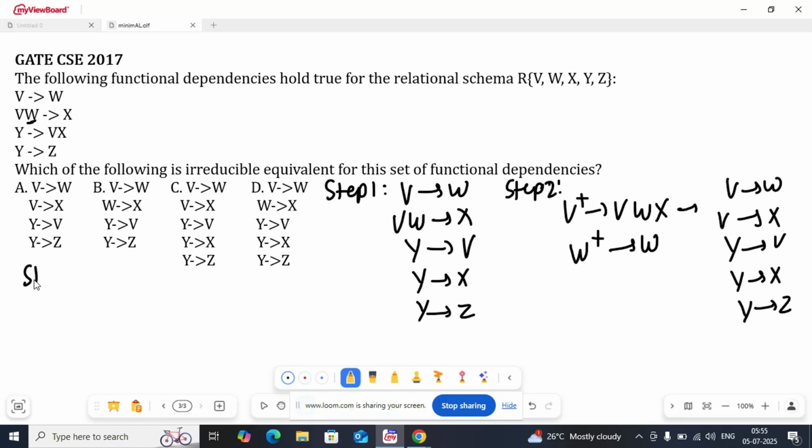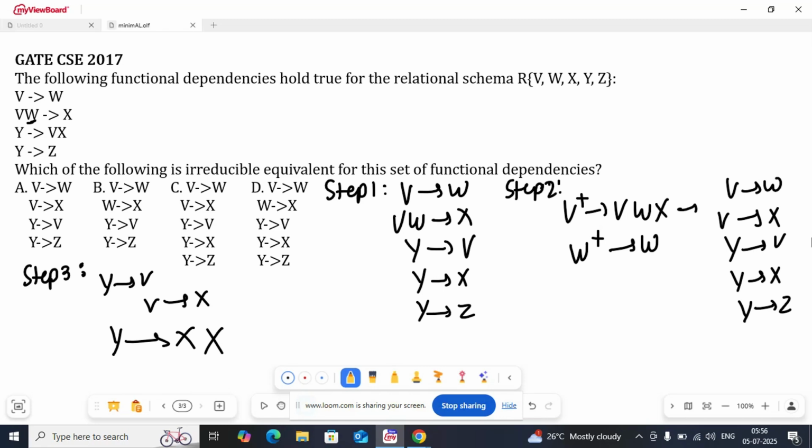Now step 3. What was our step 3? Step 3 is nothing but removing transitivity. So we have to remove transitivity from the given functional dependencies. If you look here, we can get Y to V and we can get V to X. Y to V, V to X, and here they have also given the functional dependency Y to X. So this is your transitivity. If you remove Y to X, this will not affect your functional dependencies. Why? Because if you want to go from Y to X, we can go through V: Y to V, V to X. So we can remove this.